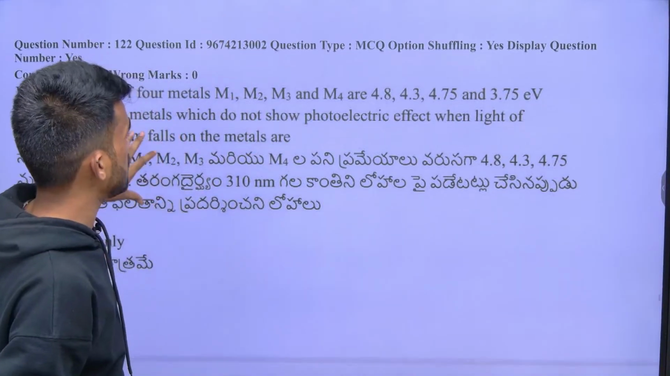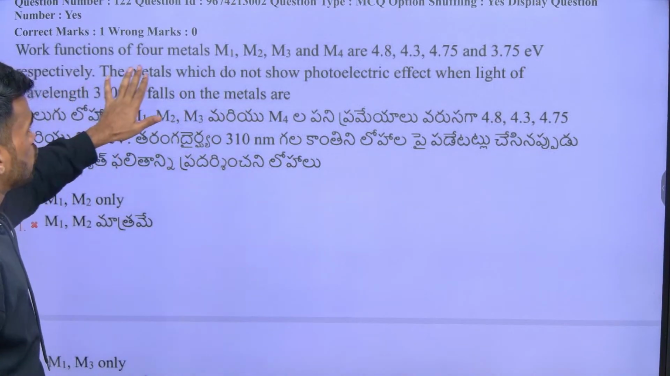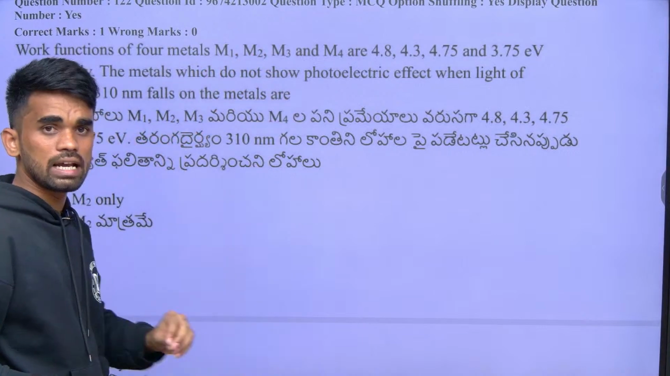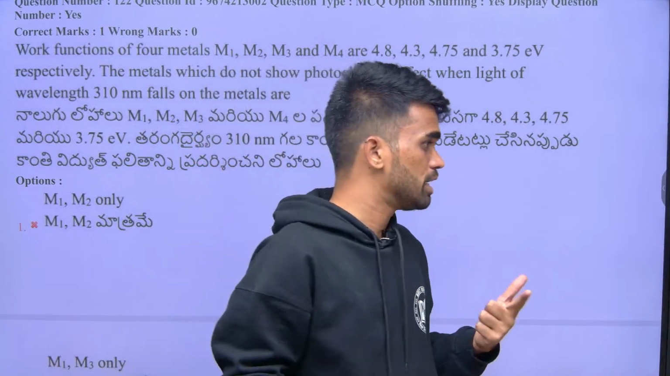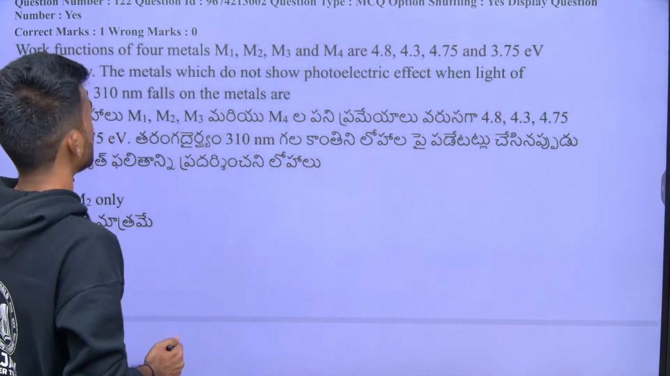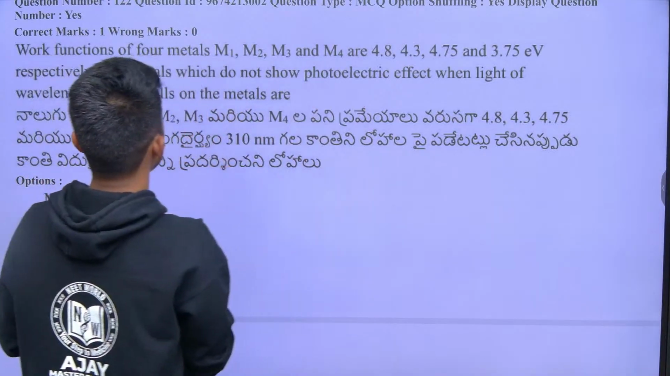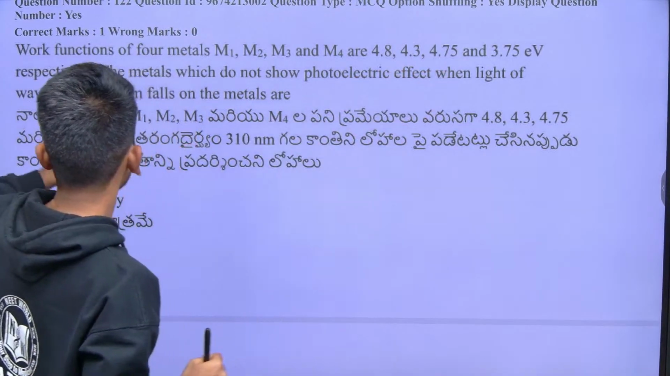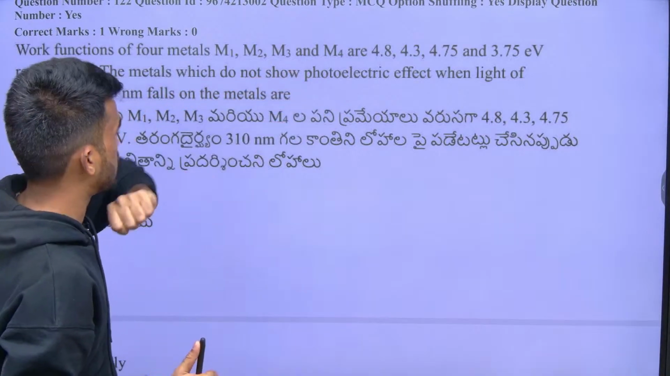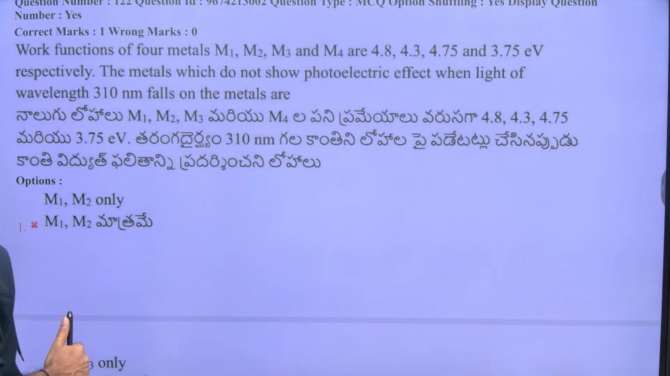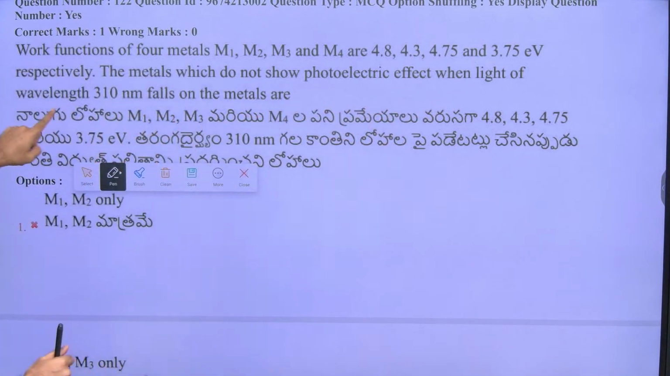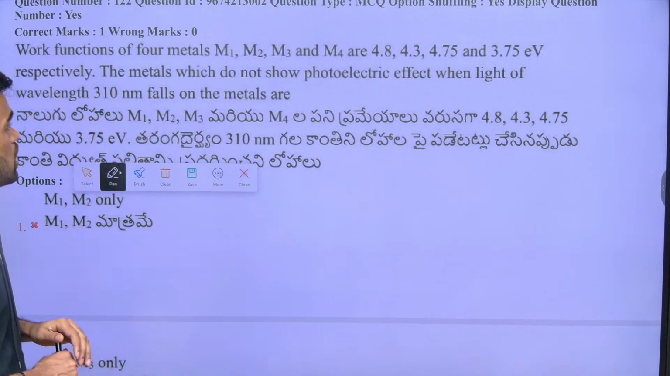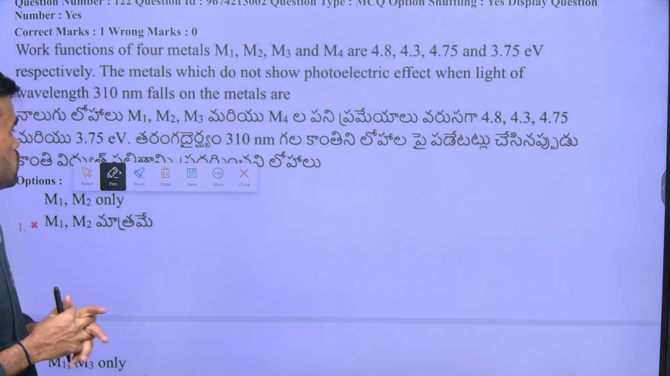Then next here we have the work functions of 4 metals given. This is based on the photoelectric effect. The same concept you will be studying in both physics and chemistry. So work functions are given for 4 metals here. Respectively, which metal will not show the photoelectric effect when light of wavelength 310 nanometers falls on the metal surface? So how can we do this?